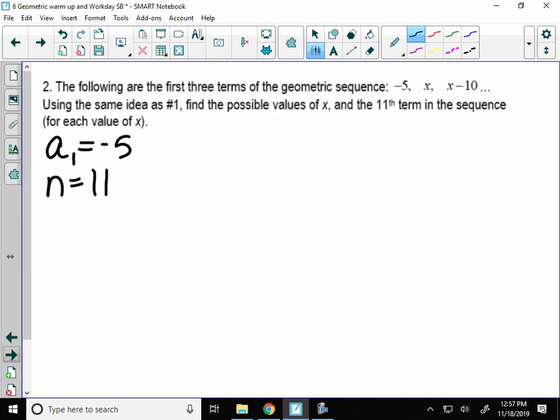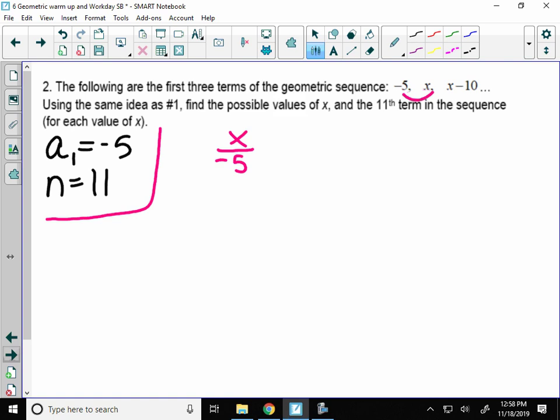Do we know the common ratio? No, because we don't know x. So stick with me here. Let's go with what we know, even though there's x's. What would you say is the common ratio between those first two terms? Use the same idea we just used in the first problem. x divided by -5. So that first common ratio is x divided by -5. Are we all okay with that?